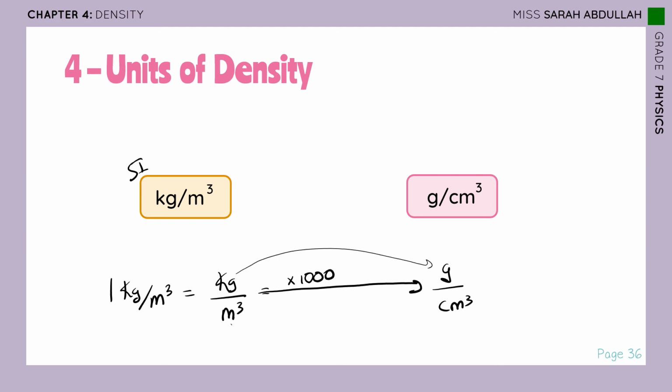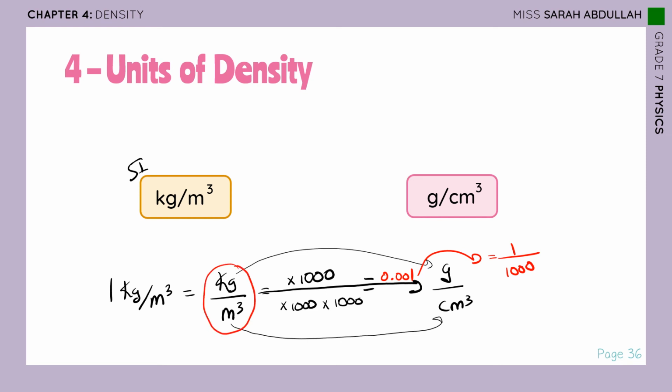And then let's convert the cubic meter into cubic centimeter. So from cubic meter to cubic centimeter, we multiply by 1,000 and then another 1,000. Okay, now you guys find the answer for this one. Let's try finding the answer. It would be 0.001. Okay, or it is simply 1 over 1,000. Okay, so going from kilograms per meter cube to grams per centimeter cube, I divide by 1,000.